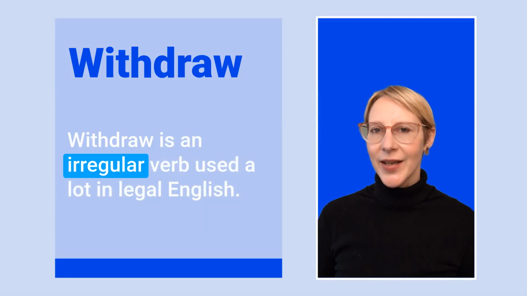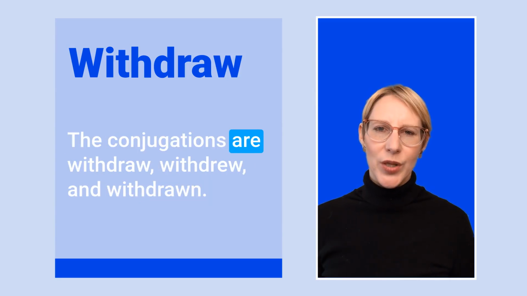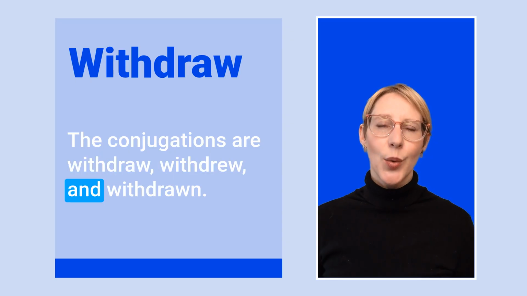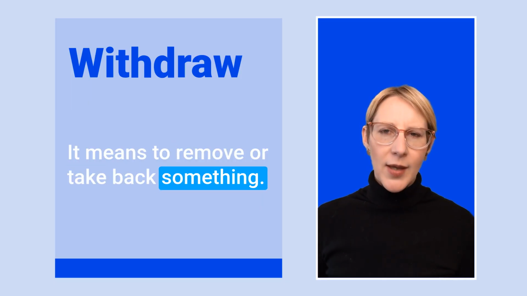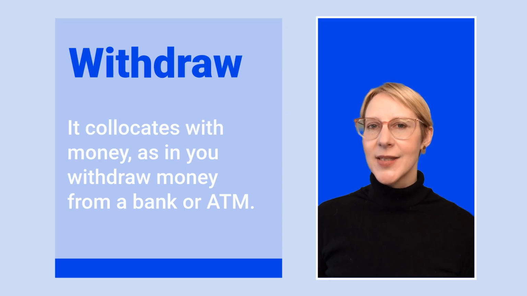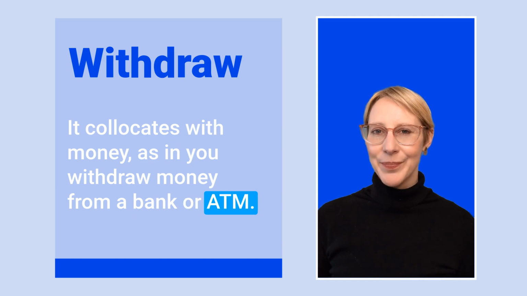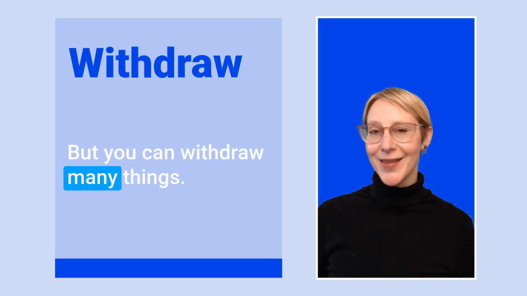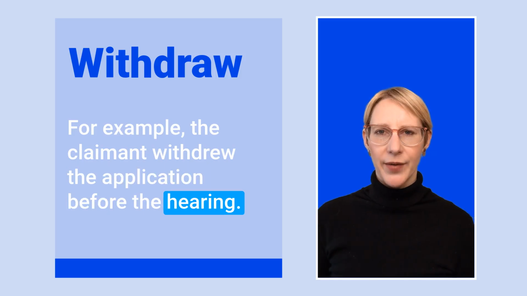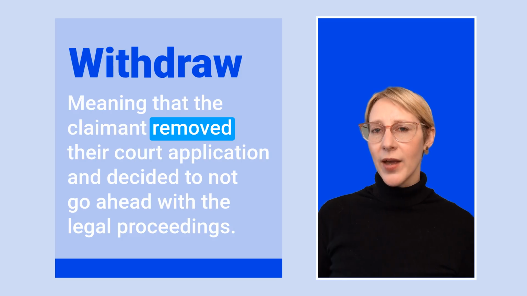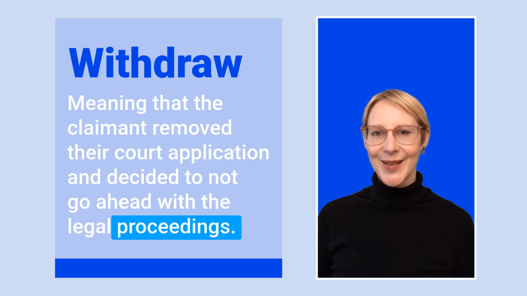Withdraw is an irregular verb, used a lot in legal English. The conjugations are withdraw, withdrew, and withdrawn. It means to remove or take back something. It collocates with money, as in you withdraw money from a bank or ATM. But you can withdraw many things. For example, the claimant withdrew the application before the hearing, meaning that the claimant removed their court application and decided to not go ahead with the legal proceedings.